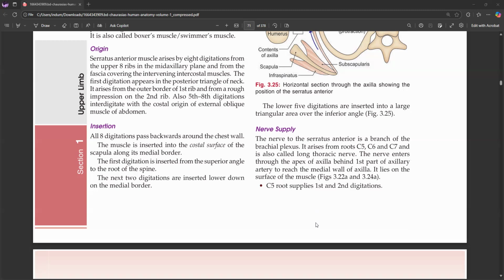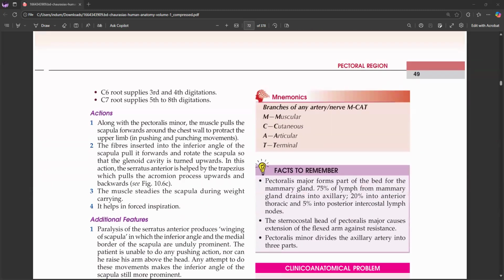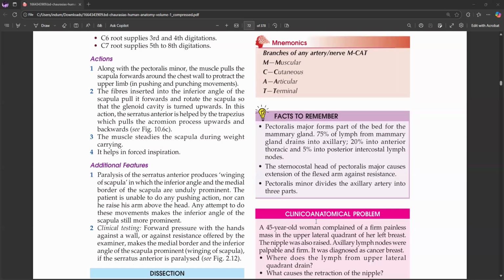Figures 3.22a and 3.24a. C5 root supplies first and second digitation. C6 root supplies third and fourth digitations. C7 root supplies 5th to 8th digitations.